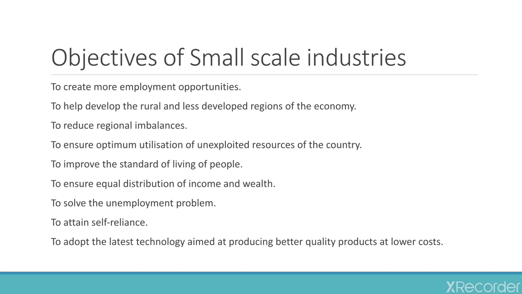Objectives of small scale industries. Small scale industries create more employment opportunities with less capital. They help to develop rural and less developed regions of the economy. They reduce regional imbalances. They ensure optimum utilization of unexploited resources of the country. They also improve the standard of living. They ensure equal distribution of income and wealth. They also help to solve the problem of underemployment and unemployment in rural areas.